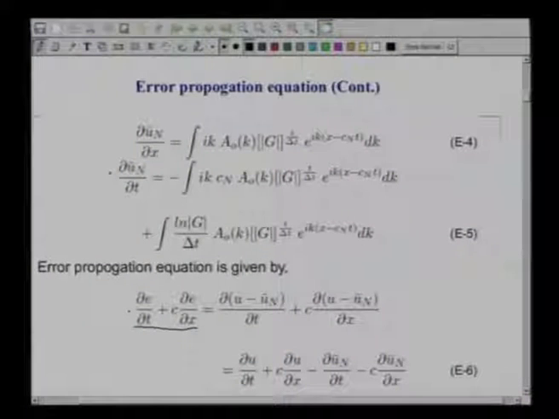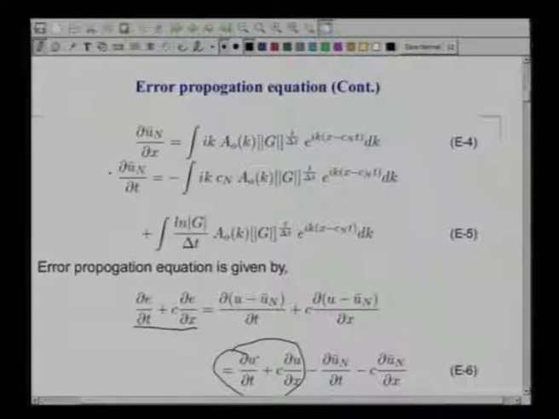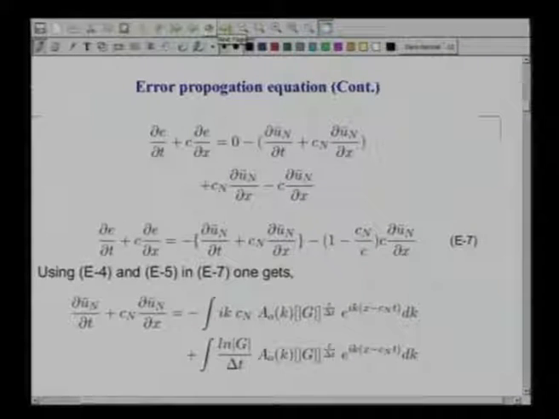However, what we are showing here is that if we represent E as u minus u bar n, then we will get two sets of terms in E6, and you notice that this set of terms is analytically equal to 0. So, what happens is that the error is actually dictated by these two terms that come about numerically. So, this is essentially the idea of setting up this error propagation equation. So, that is what we rewrite.